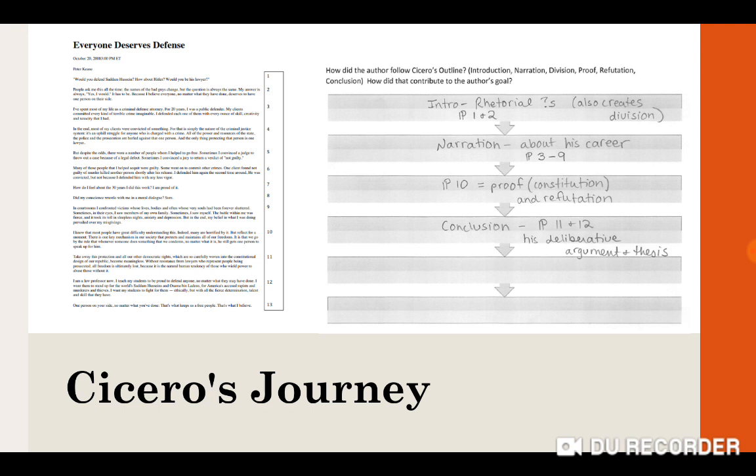Then there's narration about his career, paragraphs 3 through 9. The only proof he really has is lumped together with the refutation in paragraph 10. And then his conclusion is 11 and 12. It's together. It's the part that's his deliberative idea here at the end, where his law students in the future, he wants them to defend everyone with the rigor that he has, as well as his thesis, which is a claim of value. This is the demonstrative part. "One person on your side, no matter what you've done, that's what keeps us a free people. That's what I believe." That's his conclusion.